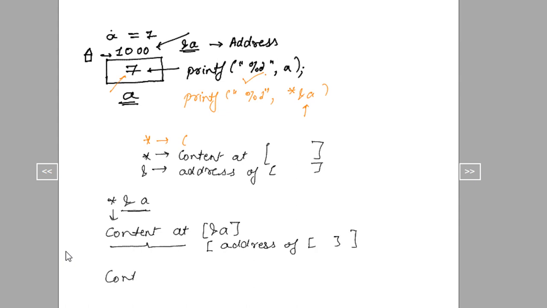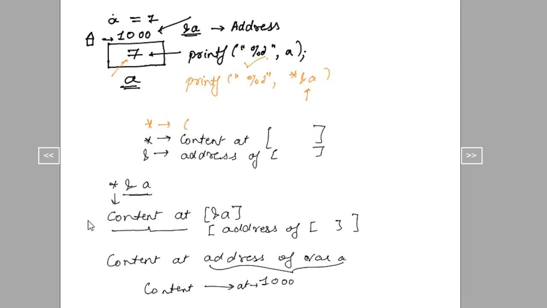So the whole sentence becomes content at address of whatever follows. What is following this? Basically, address of a, basically variable a. So what was the address of this? Address of variable a was 1000. And what is the content at 1000? So content at 1000 is nothing but 7 itself.